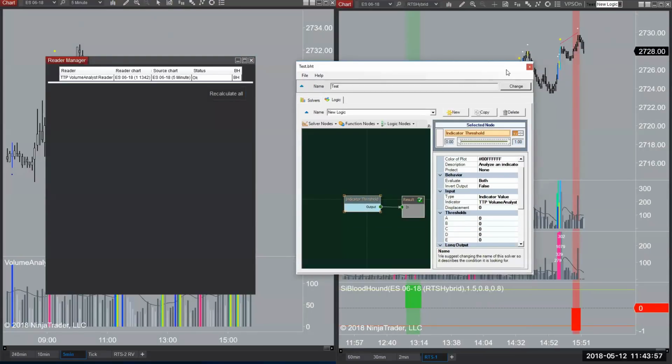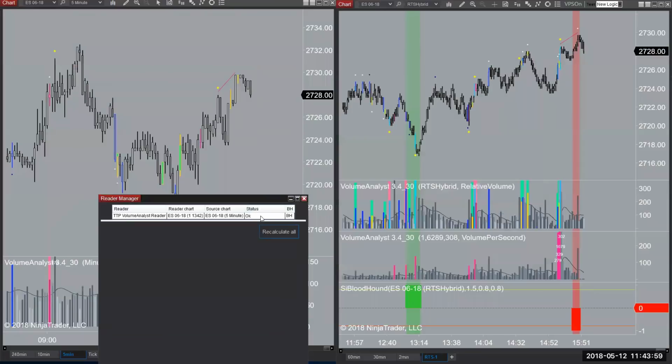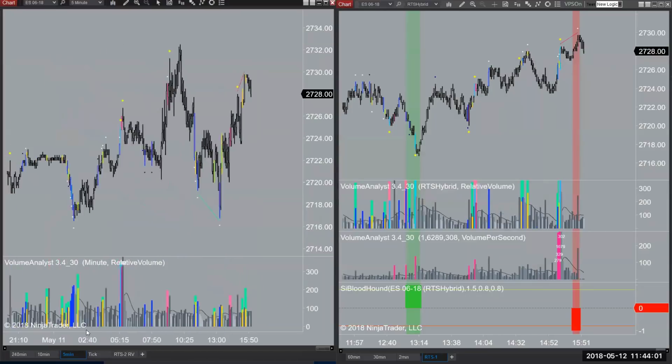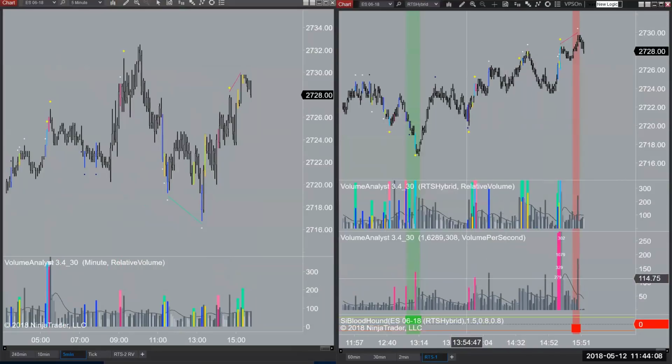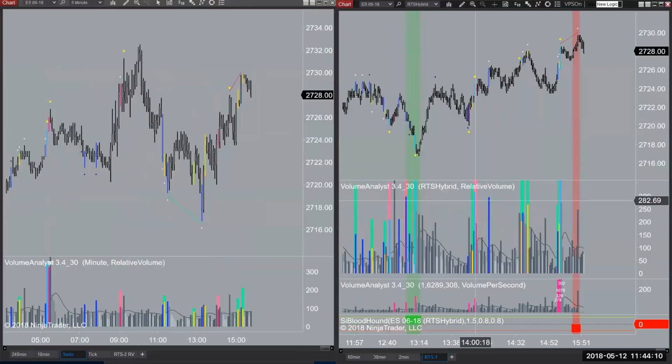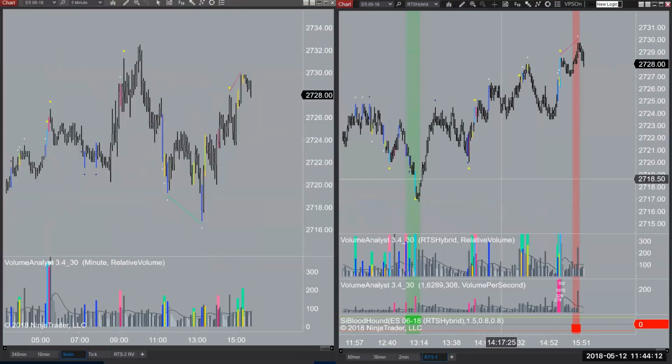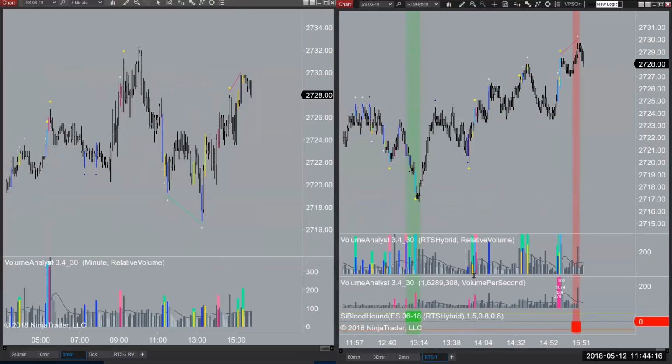Yeah. Okay, cool. So now we actually have the ability to read in Ninja 8 all of these other charts, which is pretty cool. So I think now that we have the volume analyst reader in Ninja 8, the indicator reader will hopefully not be too far behind. That's actually quite a bit more difficult to do, to get it to draw plots and draw multiple plots.